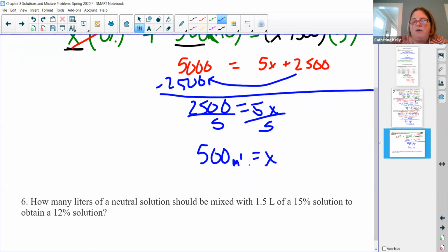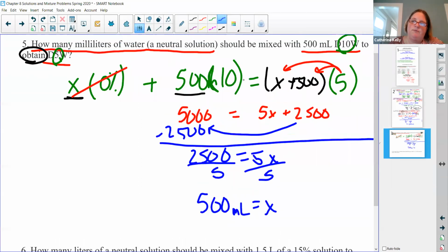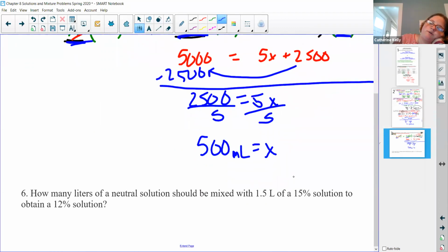Since I'm talking about capacity, I'm talking about a milliliter. So it makes sense now if you think about it, because if I add an equal amount of this, then I get half the strength, which is halfway between 10 and 5. Cool.